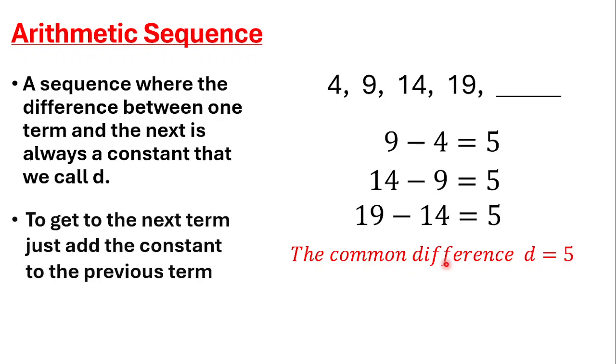A next feature of arithmetic sequences is that to get the next term, you just have to add the constant to the previous term. So that means in order for us to get this missing number, we just have to add 19 plus d, which is 5. So 19 plus 5 is 24. And so that's how we're going to get this missing number. So this right here is an arithmetic sequence, and we can continue the sequence just by adding 5 each time.